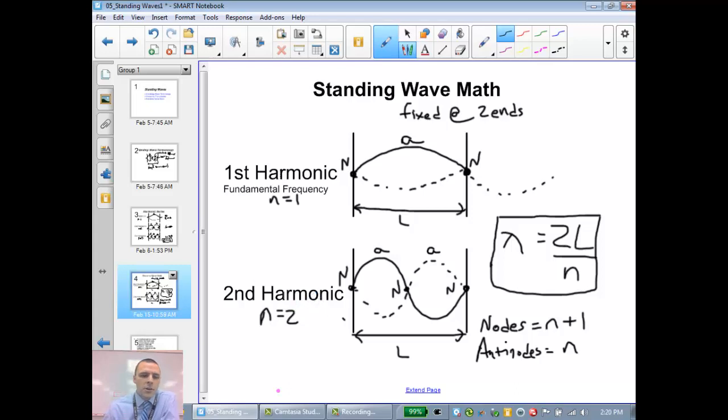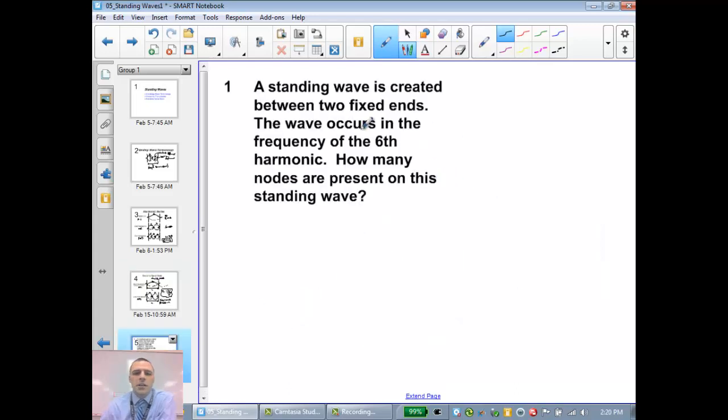So I actually have a question on the next page. See if you can answer it. It says, a standing wave is created between 2 fixed ends. The wave occurs in the 6th harmonic. How many nodes are present for this wave? So take a second and see if you can figure that out, and then I'll do the answer.